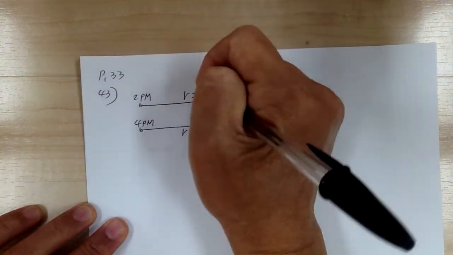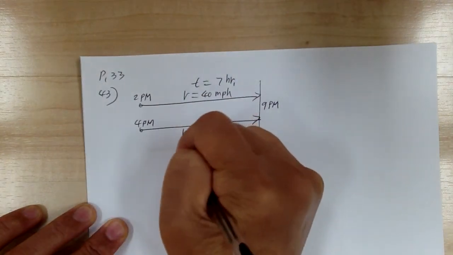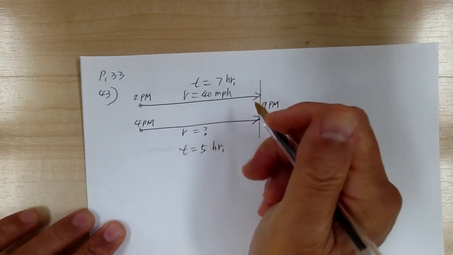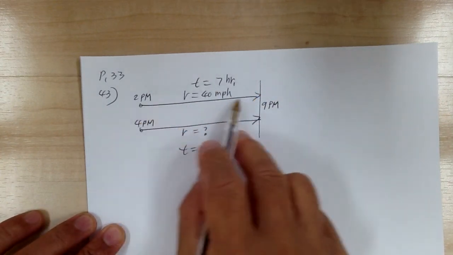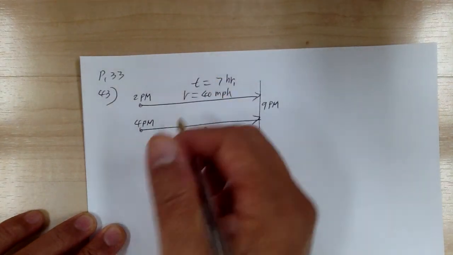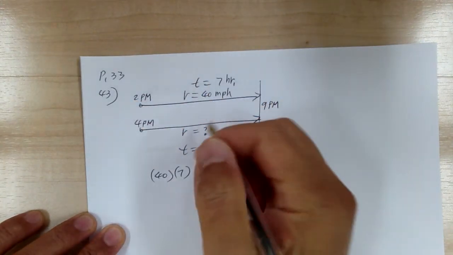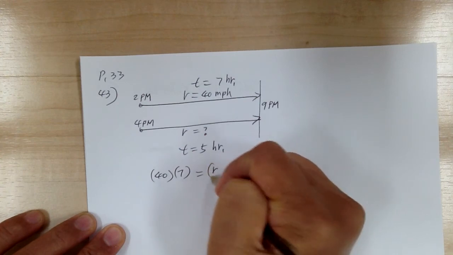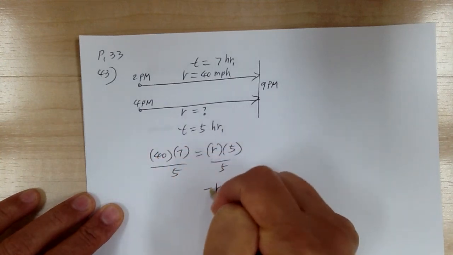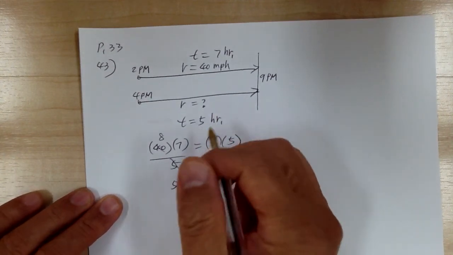From here we can see that the t equal to 7 hours, and from here this t equal to 5 hours. Over here using r times time equal to distance, and since they're the same distance, they will be equal. So the r times time will equal the distance, which is equal to this, so equal to r times time. So divide by 5, so r equal to 56 miles per hour.